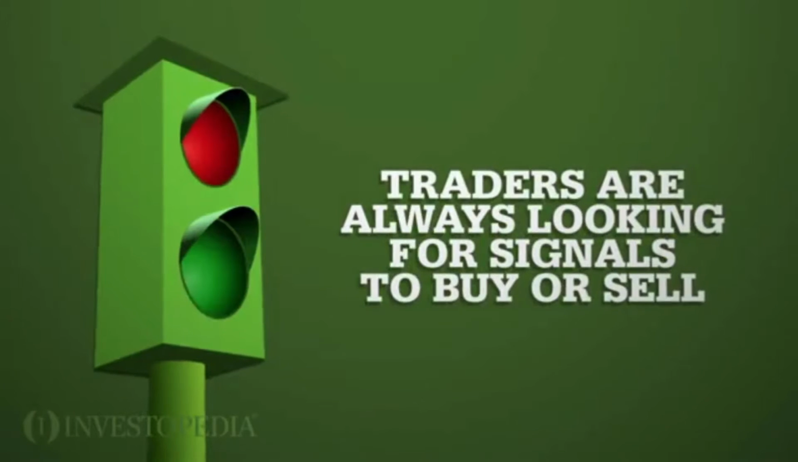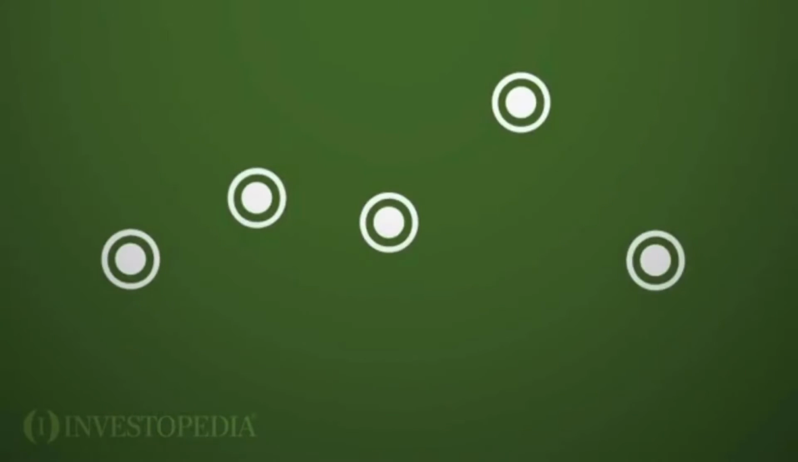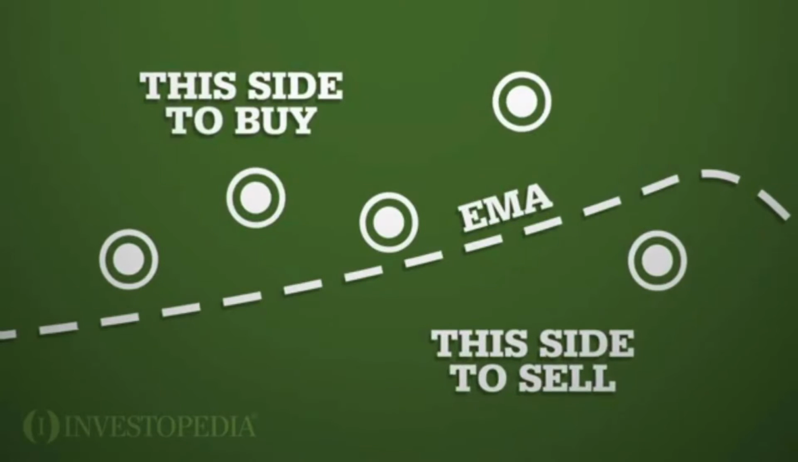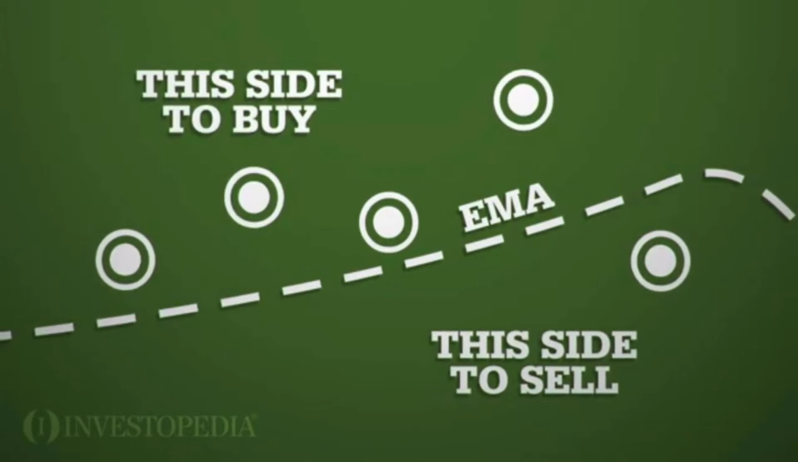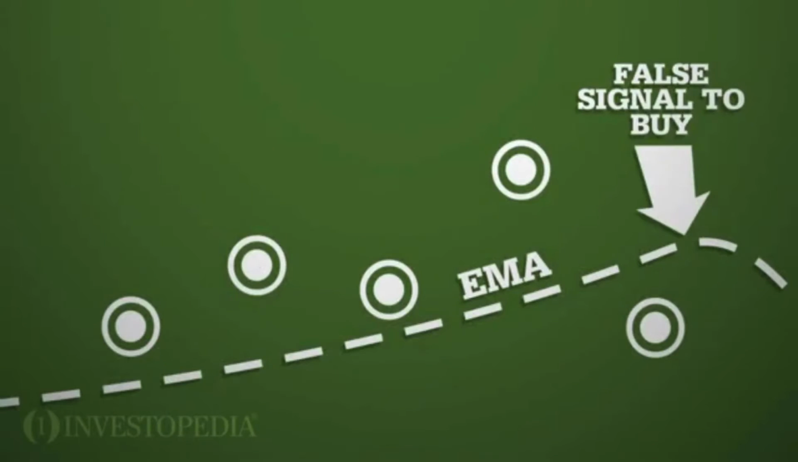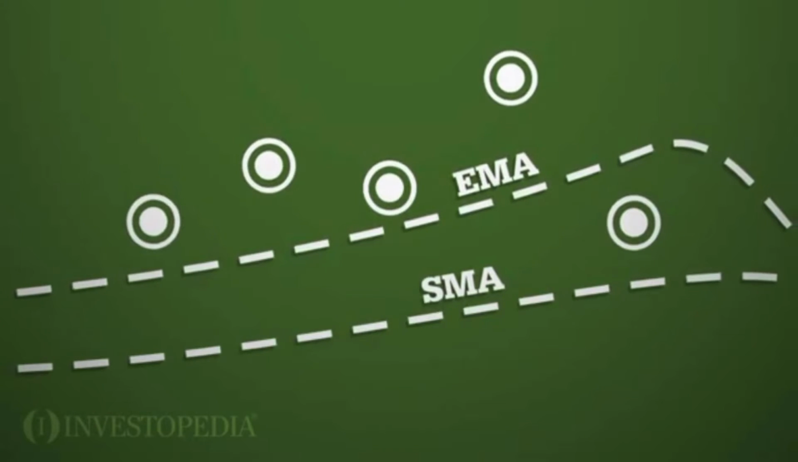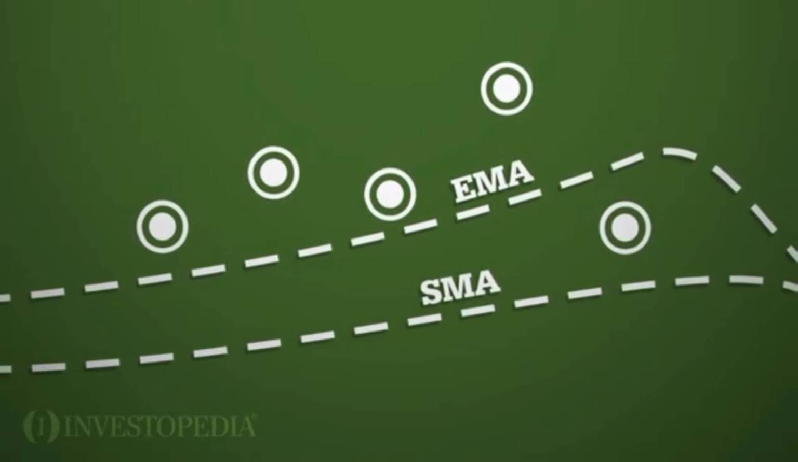In investing, traders are always looking for signals to buy or sell. By weighting recent data more heavily, exponential moving averages can give traders clear trend signals faster than the simple moving average. However, this can also increase the number of false signals. For this reason, many traders use an exponential moving average in combination with a simple moving average.